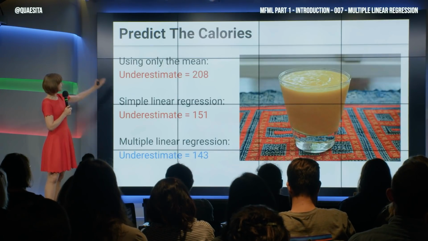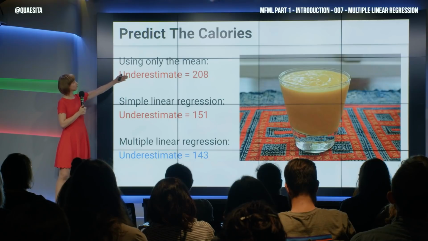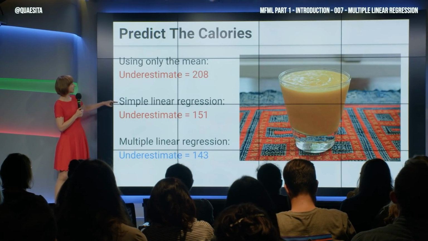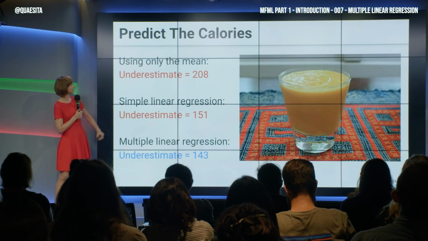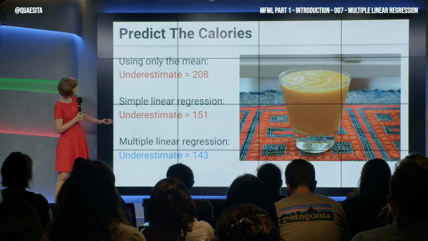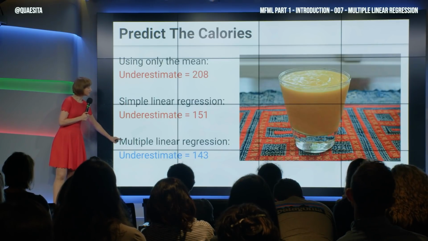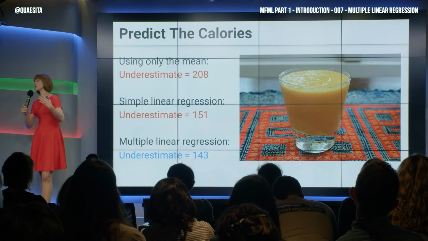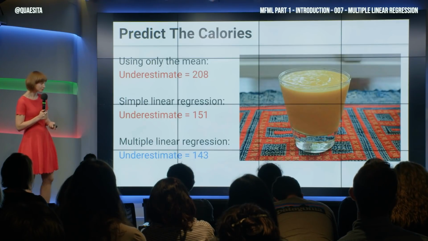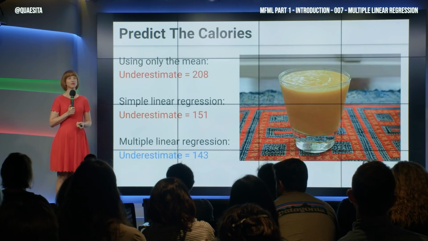So how are we doing so far? Using only the mean, there's our underestimate. With simple linear regression, that means 1 ingredient, we've improved. And only a slight improvement with multiple linear regression. That means more than 1 input into the model. All right, I'll take a question.